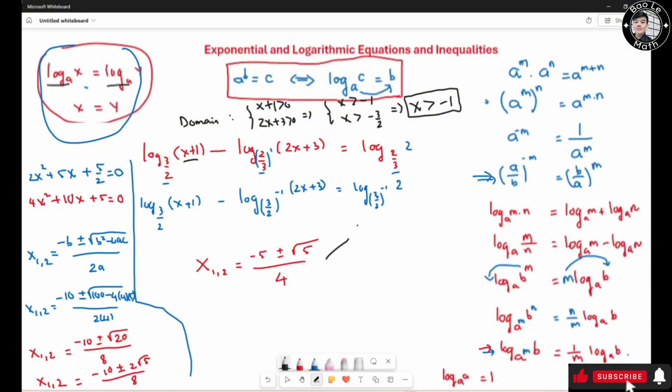Alright, so we look at this one, we have two values right here. The first value is going to be x1 equals negative 5 plus square root of 5 over 4. And the second one, x2 equals negative 5 minus square root of 5 over 4. Now we check with the domain, we see that this guy is greater than negative 1. This guy is less than negative 1. So this guy is not a solution. The solution is this guy right here.